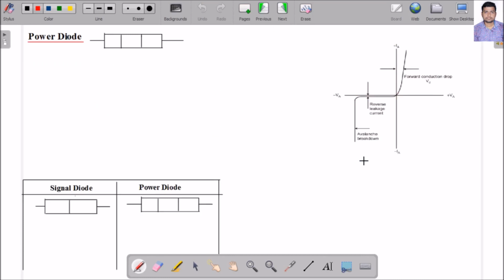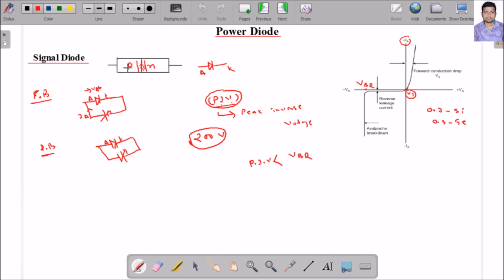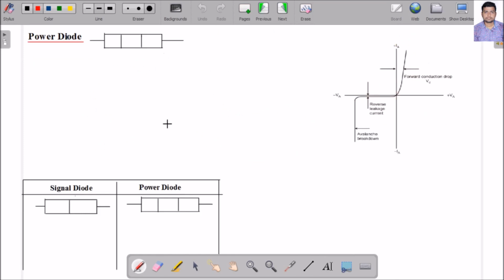Next we'll discuss the power diode. If I look at the constructional difference, in the signal diode I have two layers, P and N, but here I have three layers. First is P plus, then N plus, and in between I have an N minus region. Plus means heavily doped and minus means lightly doped. So between the two heavily doped P and N regions I have one lightly doped N region.